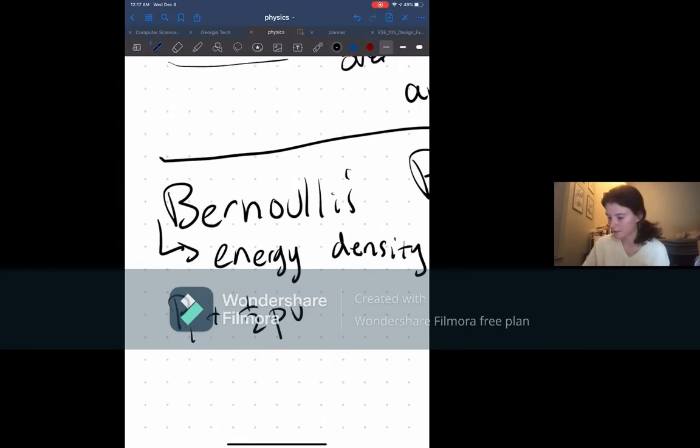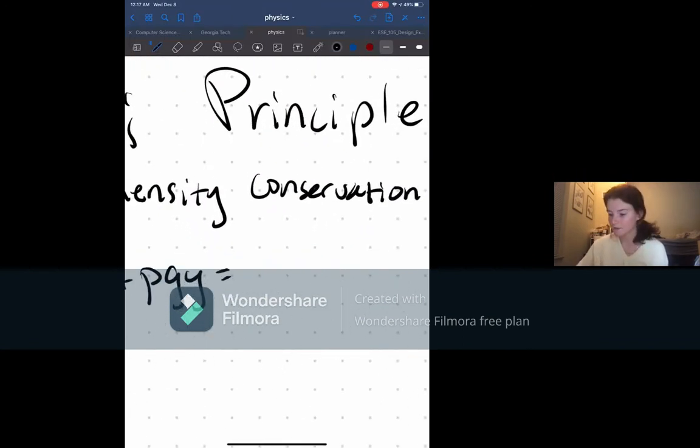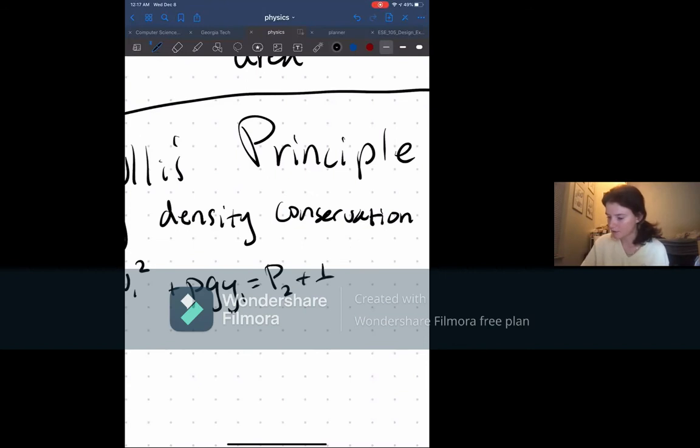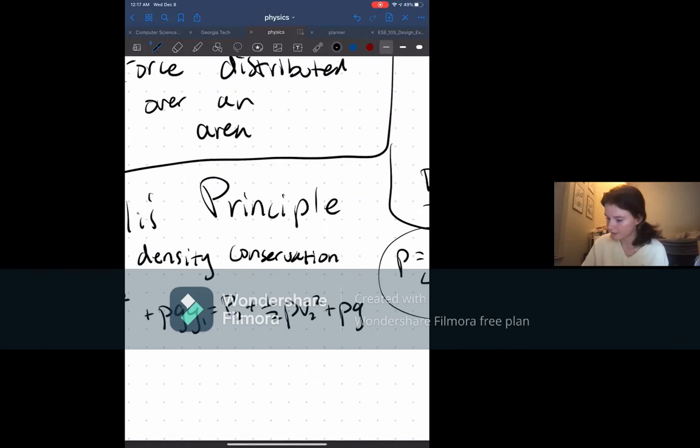So this is going to be density, and then this is going to be times the velocity squared plus the density, almost like the gravitational energy. And so that's going to be then constant to the second pressure plus 1/2 the density, second velocity plus the density, the gravitational times that.